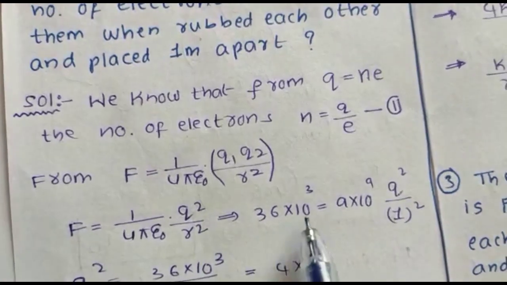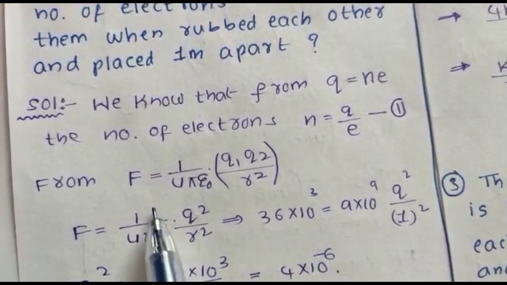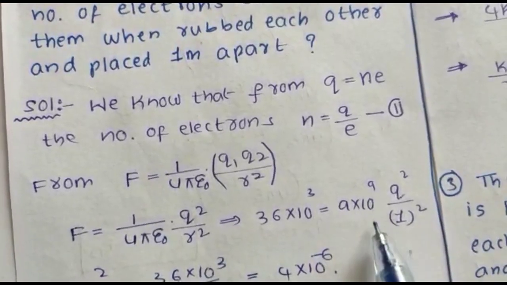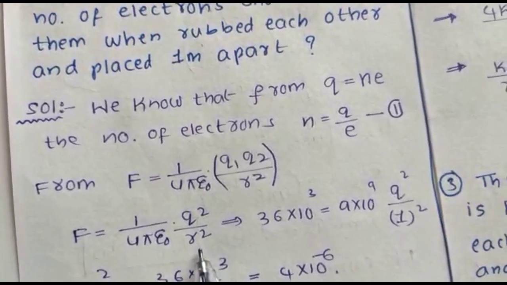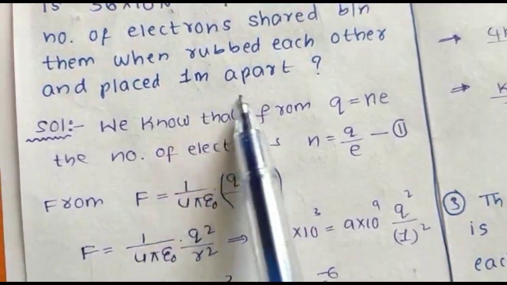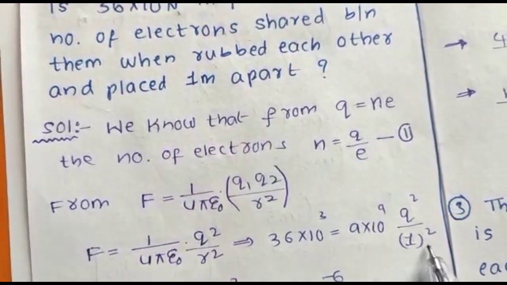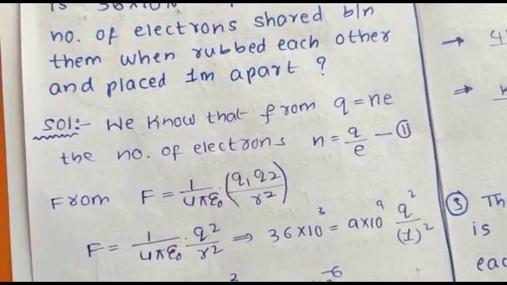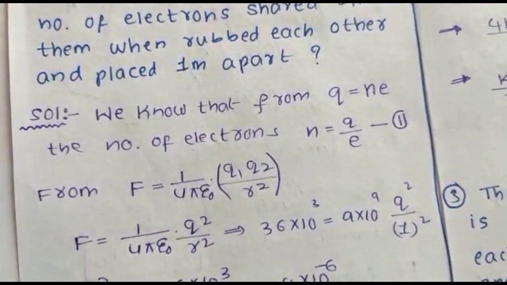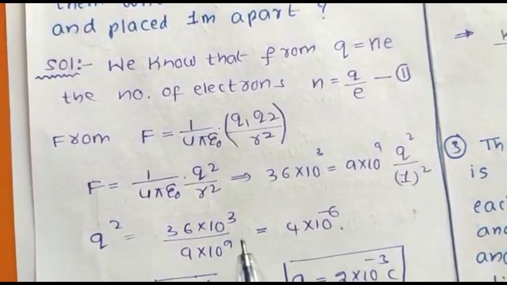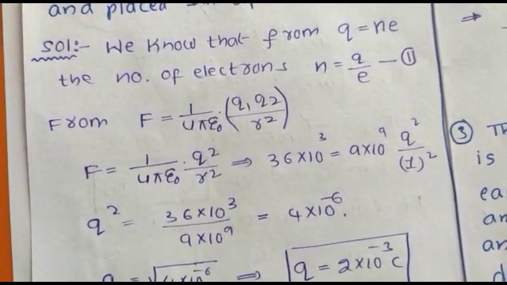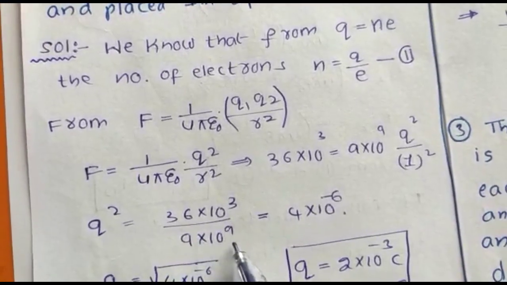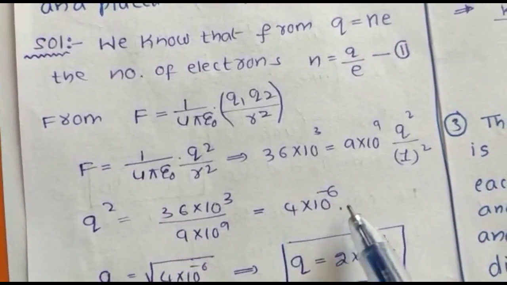F is equal to 36 into 10 power 3, and 1 by 4 pi epsilon naught value is 9 into 10 power 9. Here Q we don't know, we have to calculate the Q value first, and R is equal to 1 meter apart in free space, therefore 1 square. By rearranging, we get Q square is equal to 36 into 10 power 3 by 9 into 10 power 9. If you simplify, 9 fours are 36, and 10 power 9 goes upside, it becomes 10 power minus 6.